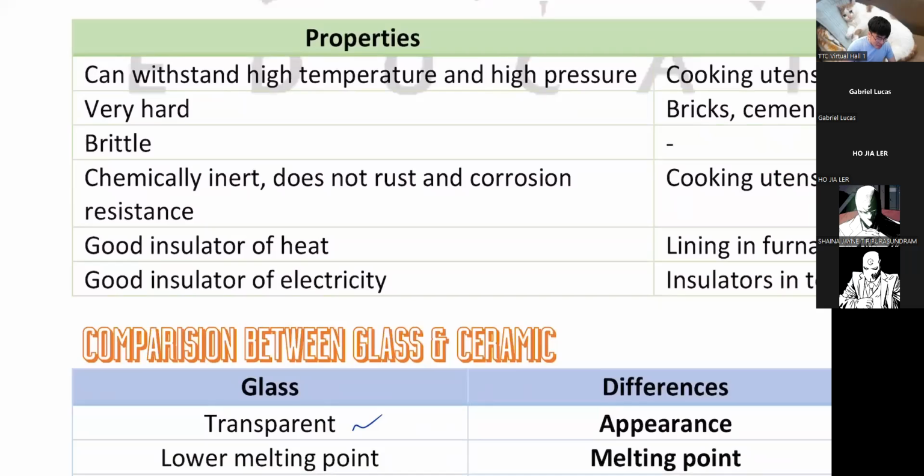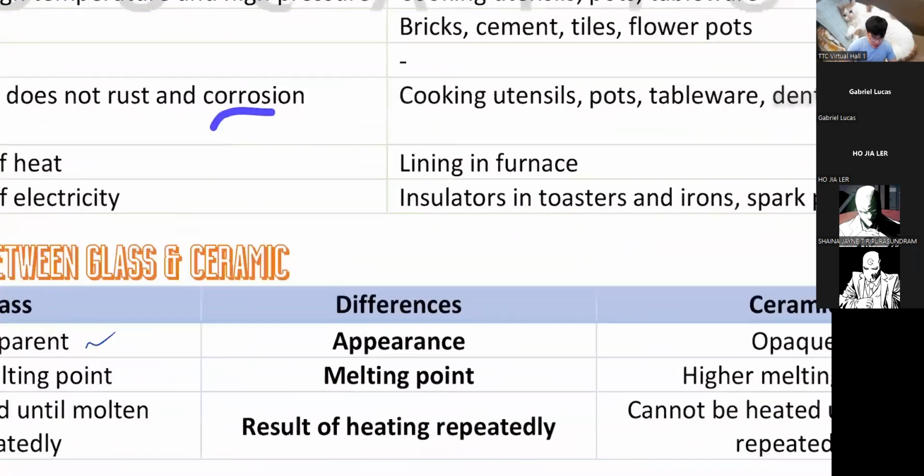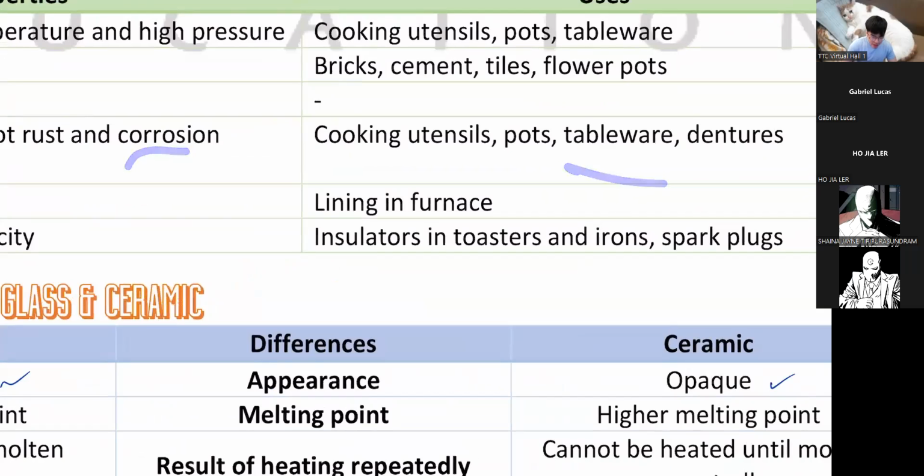But the bad thing is it is brittle, so it will break. If you drop ceramic, it will just break. They are chemically inert, just like your glass, so they do not rust or corrode. They are corrosion resistant. That's why we use it as our tableware as well. Even your dentures. If you're old, you have no more teeth, you want to make dentures, they are made from ceramic too.